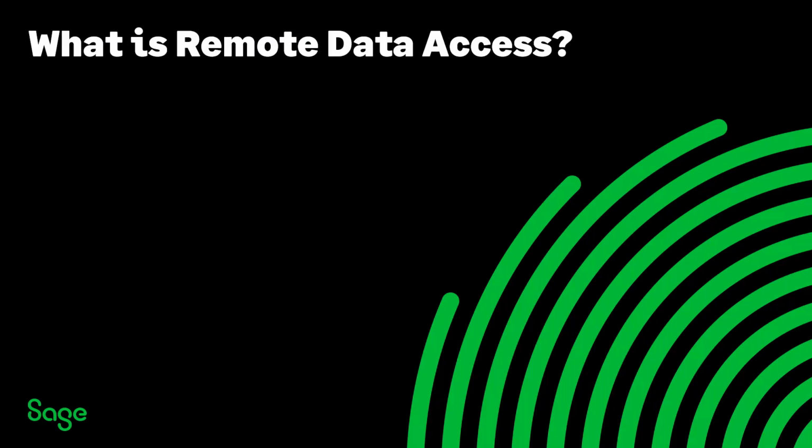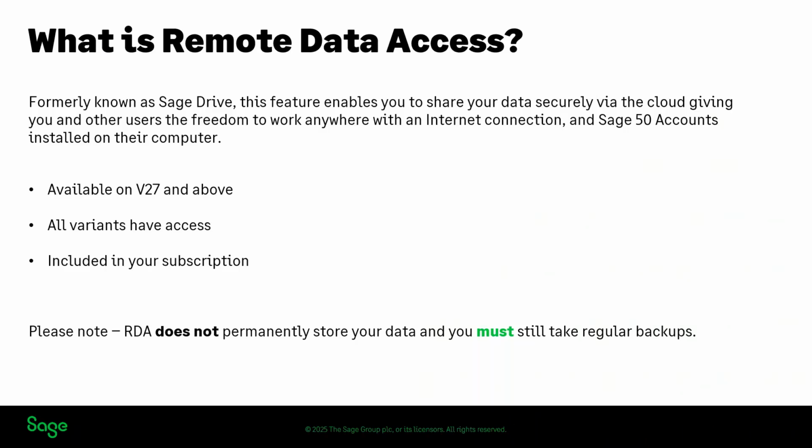So what is remote data access? Remote data access was formerly known as Sage Drive. This feature has been available since, I think it was introduced in about version 21, but it's now known as Remote Data Access, or we call it RDA for short. This feature enables you to share your data securely via the cloud, giving you and other users freedom to work anywhere with an internet connection and Sage 50 Accounts installed on each computer.